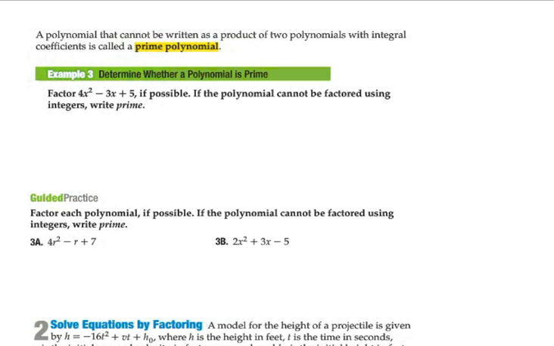All right, with this one, a polynomial that cannot be written as a product of two polynomials with integral coefficients is called a prime polynomial. So sometimes there is absolutely no way to factor something. With these, they want us to struggle through them and be frustrated, but I'm actually going to show you again how to use our resources and graph these to check if they're prime or not. So go ahead and get out your graphing calculator.